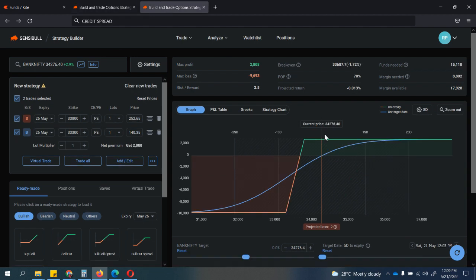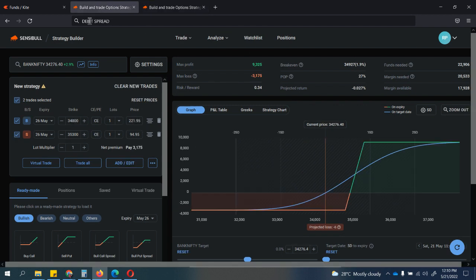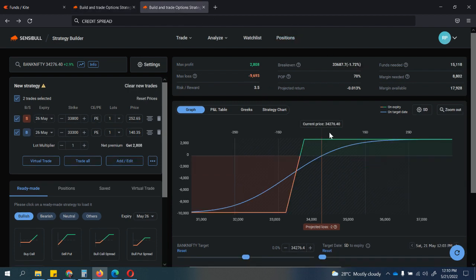But in your credit spread, check the break even. The break even here shows minus 1.72. This is very important. It shows minus, whereas in your debit spread it shows plus, positive. Meaning in your credit spread, if the market makes an up move from here, anyway you will get a profit of 3,000. Even if the market makes a down move, even if the market goes against your view by 1.72%, you will still be in profit.